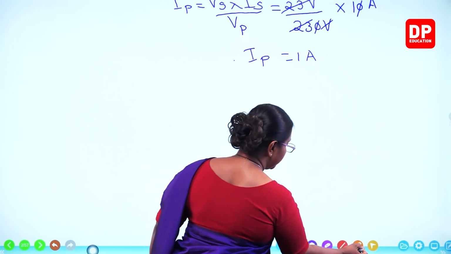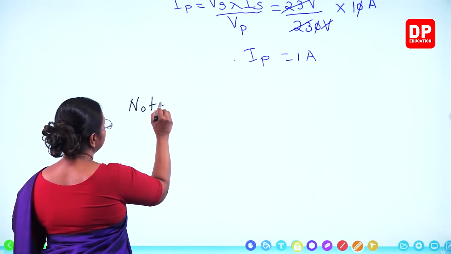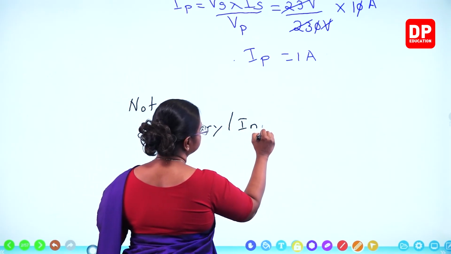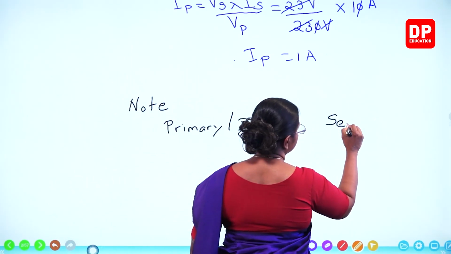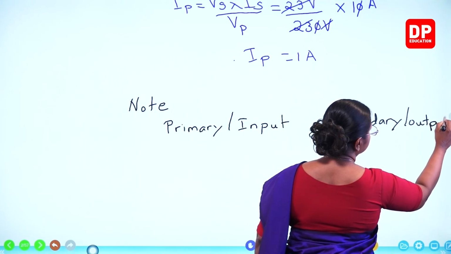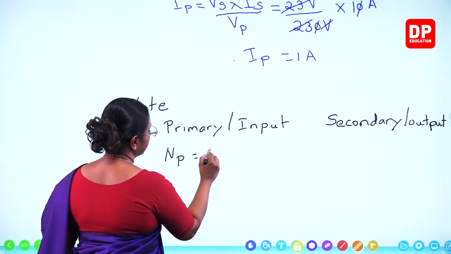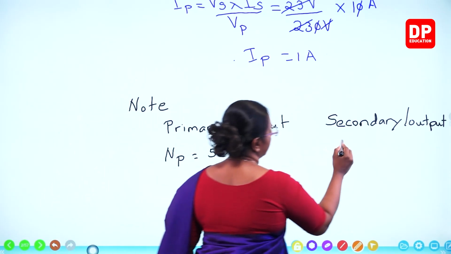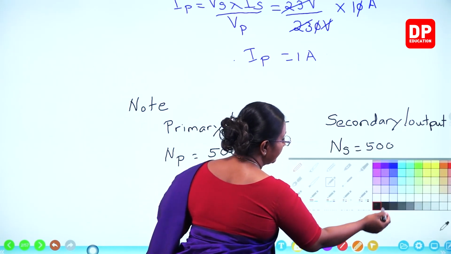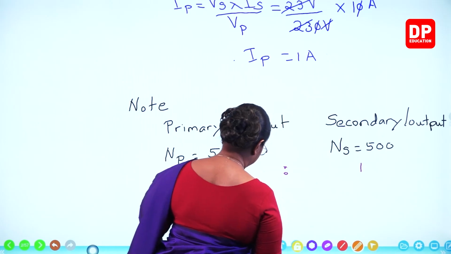This is like a note. You can remember, students. Just to recall, note: primary or input, secondary, output. If you take the number of turns, here it is 5000 and here it is 500. So the ratio between the two is 10:1.